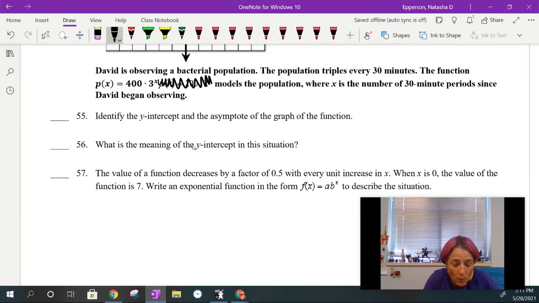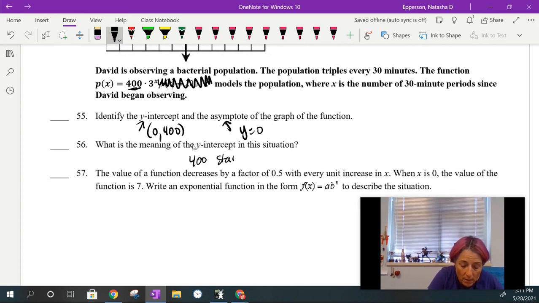We want to know what is the y-intercept and the asymptote. The asymptote is going to be y is equal to 0. The y-intercept is going to be 0, 400. That's your a value. What is the meaning of the y-intercept? That is, we have 400 starting bacteria population.